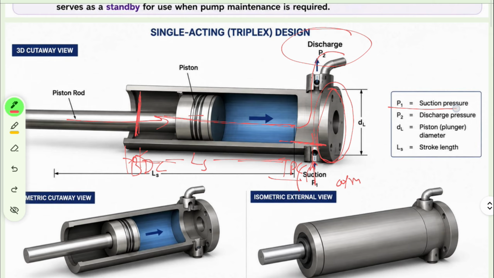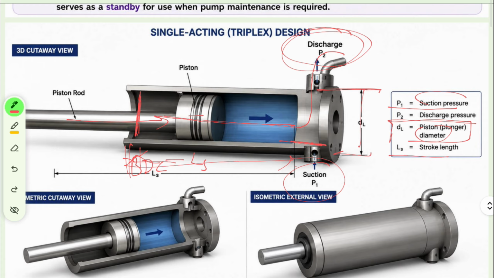So P1 is the suction pressure over here, at this point. P1 is the suction pressure, P2 is the discharge pressure, and D is the piston diameter. This is the diameter they are talking about, right? And this is the stroke length L.